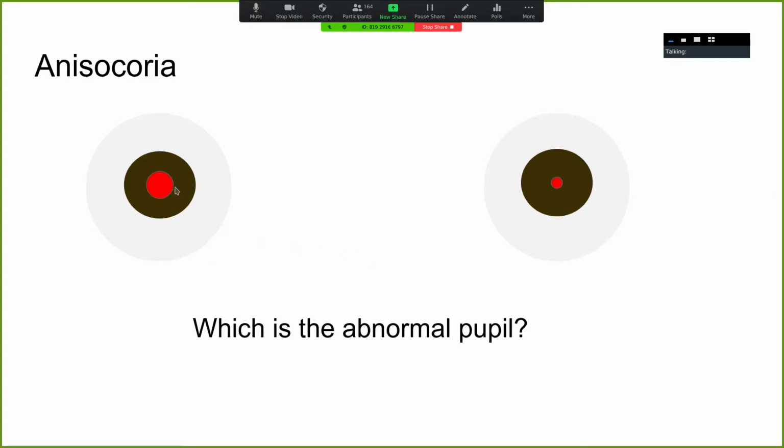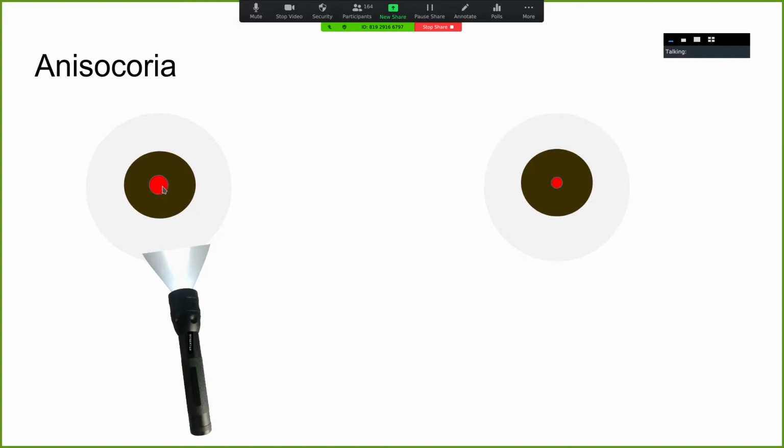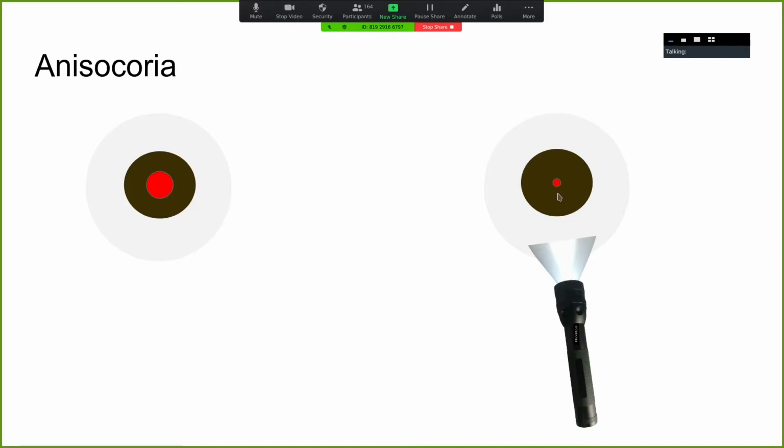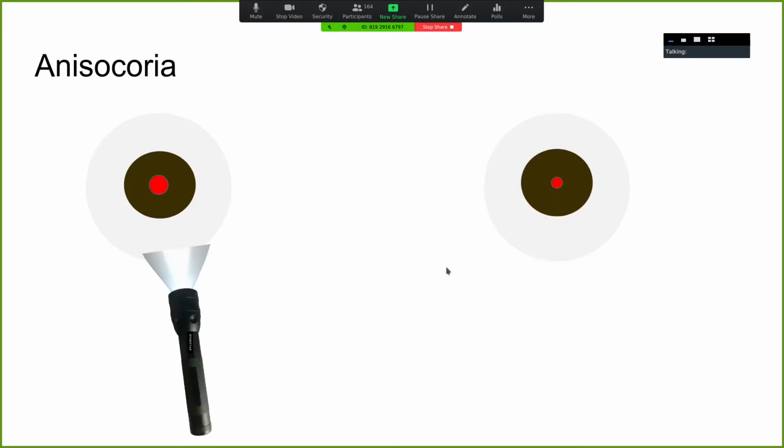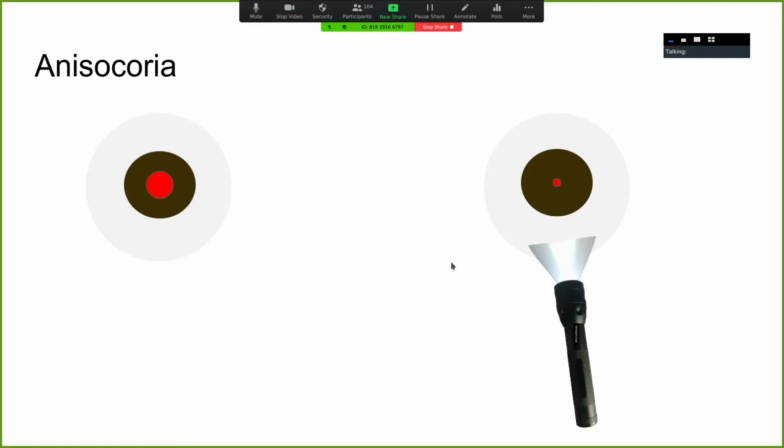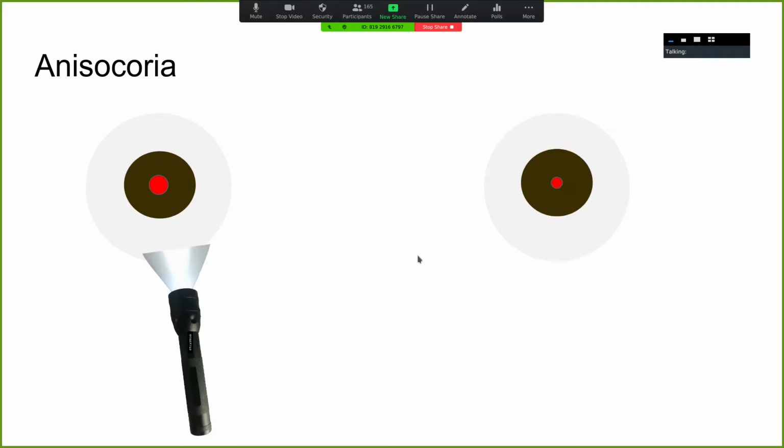Like for this pupil here, it's larger than this one. But when I shine the light here, it constricts. Shine the light here, it also constricts. So they are both constricting. So what does this mean? The constrictors are working, but the sympathetics seem to be stronger on one eye, or it means the sympathetics are weaker in one eye.